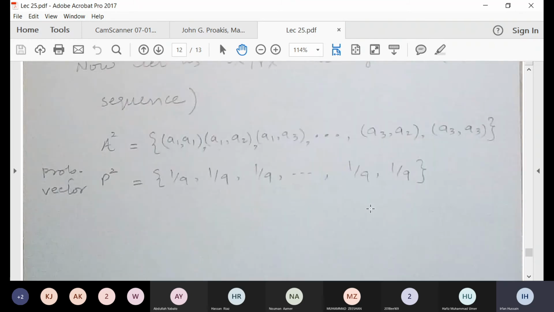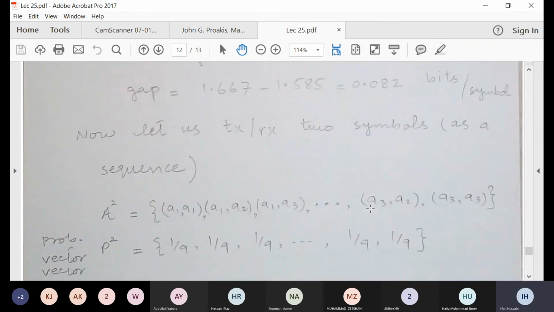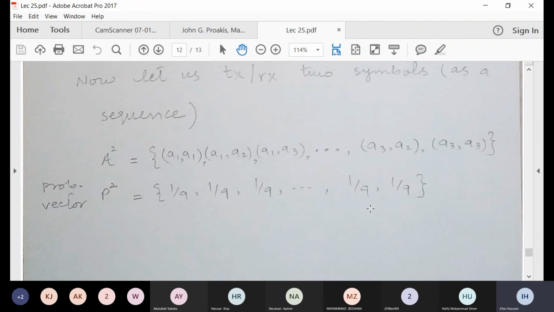In this example, we are taking two random variables at a time, and the probability of each individual was 1/3. So the probability for each pair will be 1/9, or 1/3 times 1/3. I have taken all the combinations. There are 9 different combinations: 1,1, 1,2, 1,3, then 2,1, 2,2, 2,3, and so on. Each of those combinations will have a probability of 1/9.